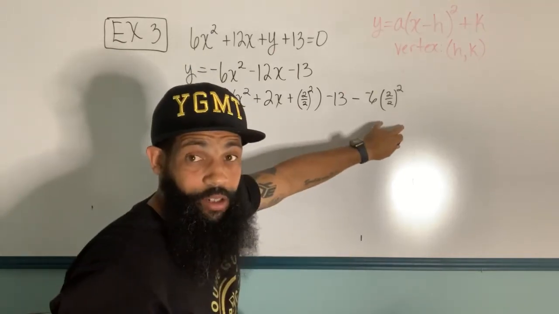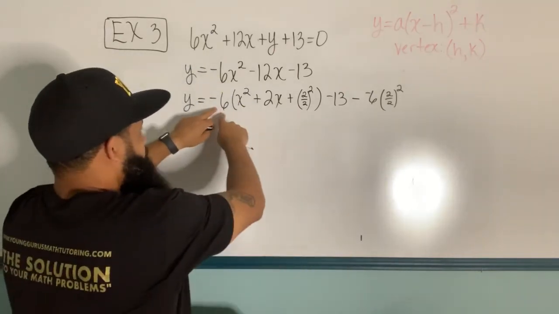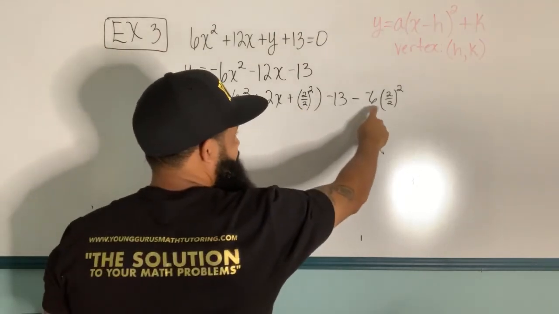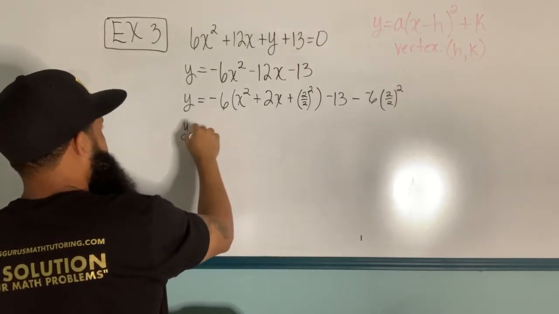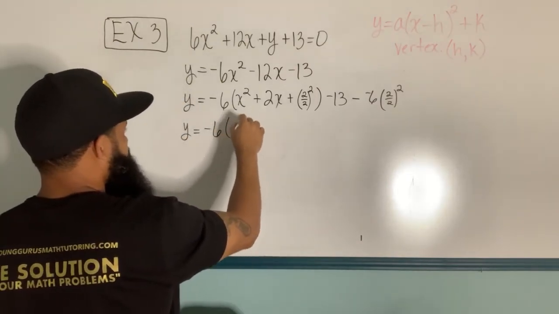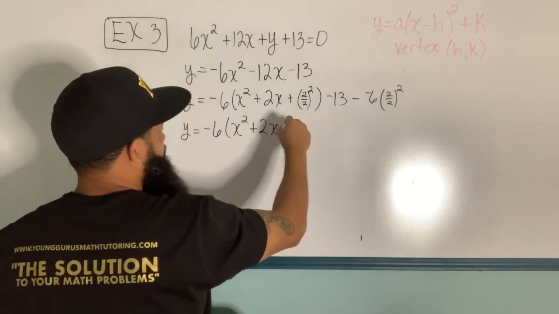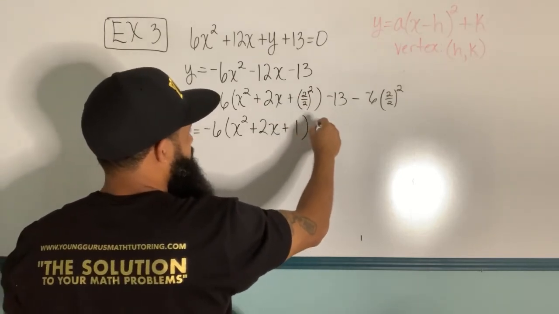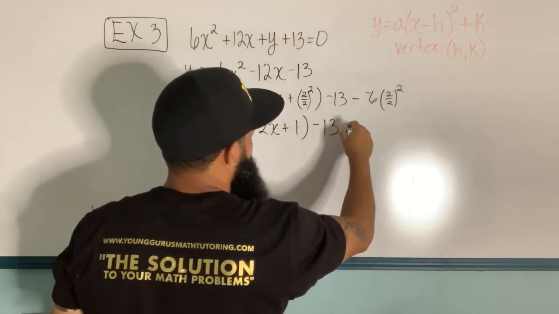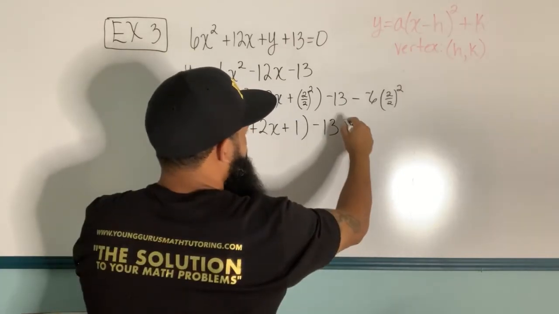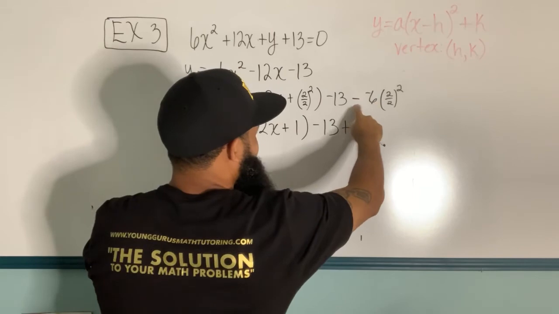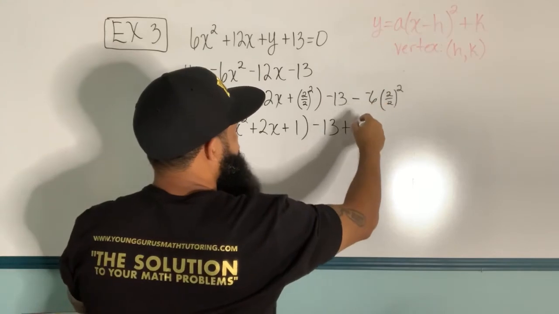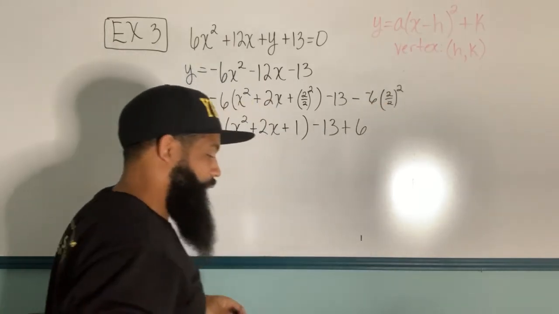But when I subtracted out here to keep the equation balanced, because technically by the distributive property, I would have to multiply this negative 6 times this. So that's why you have negative 6 times the same thing here. But let's simplify. So I have negative 6 times x squared plus 2x plus 1, because 2 divided by 2 is 1, 1 squared is 1, and then minus 13. Now, here we go. This right here is going to be plus, because it's the same thing as minus negative 6, because negative 6 times 1 is negative 6. But whenever I subtract negative 6, I'm going to actually just add 6.